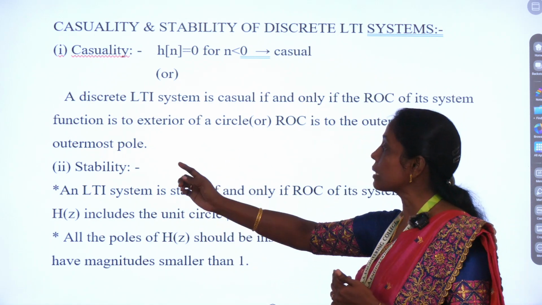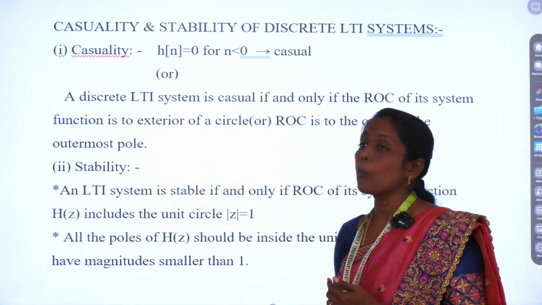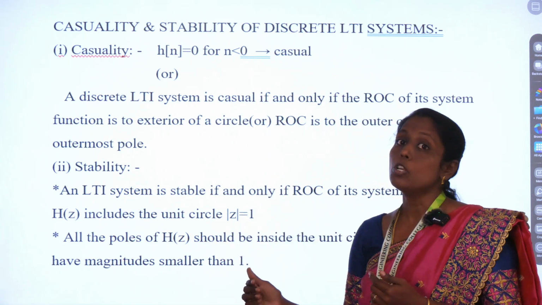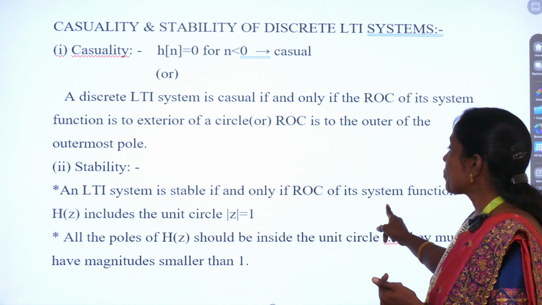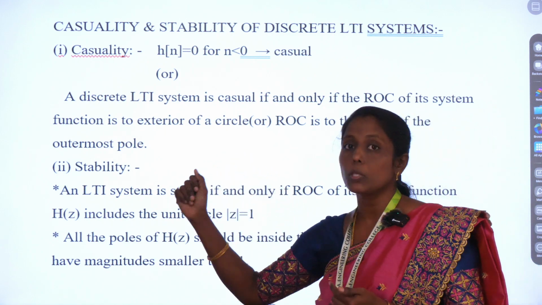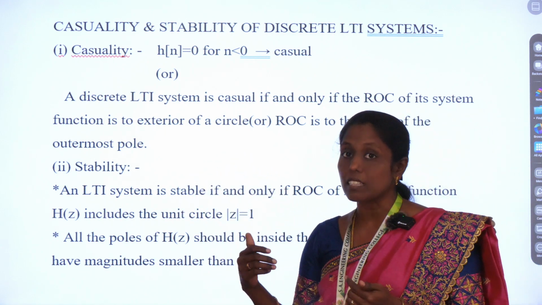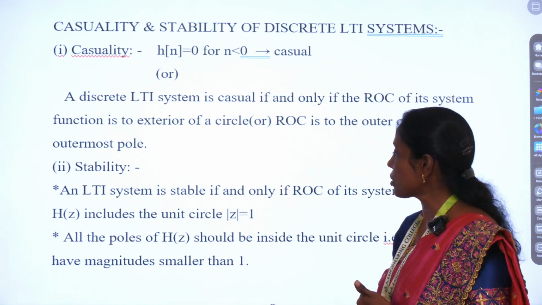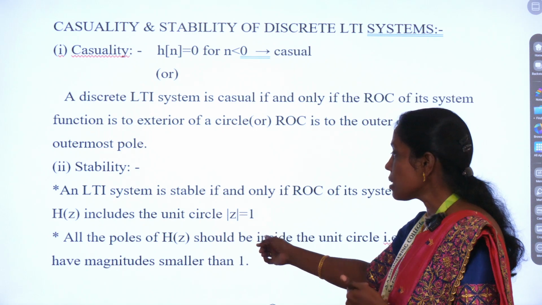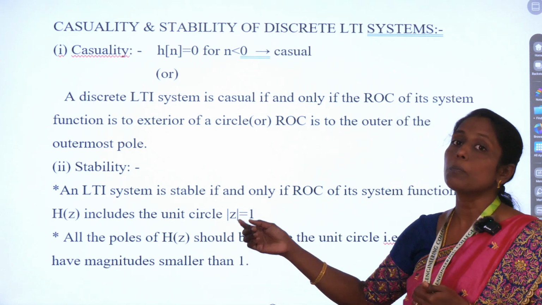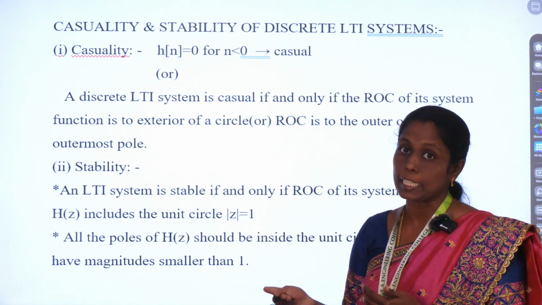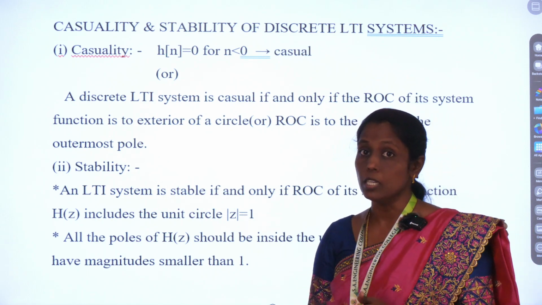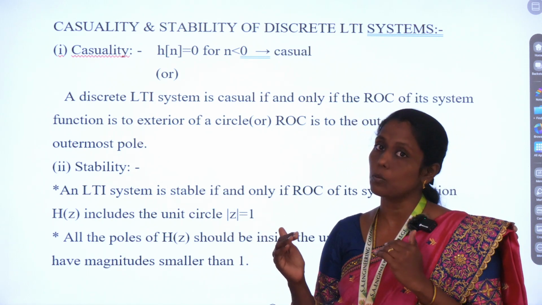Now let us check the condition for stability. When the ROC of the system includes the unit circle, then we can say the system is stable. And we have one more condition to be checked. What is that? The poles of h of z, that is the poles of the system function, should be smaller than 1.